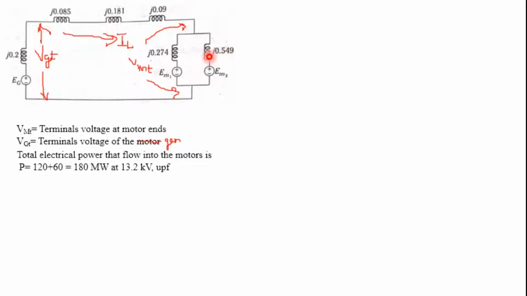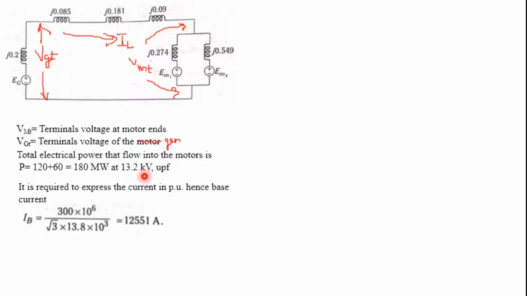So we have two generators working in parallel. 120 megawatt for one generator, another generator is 60, so combined together 180 megawatt. It is working at 13.2. This is the actual value, so we need to express it in terms of per unit. We know the base value. What is the total power? That is 300 MVA.